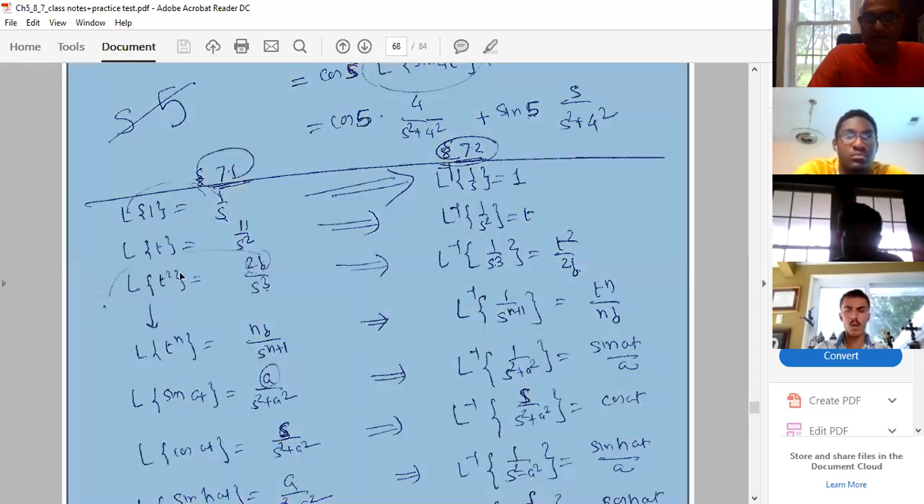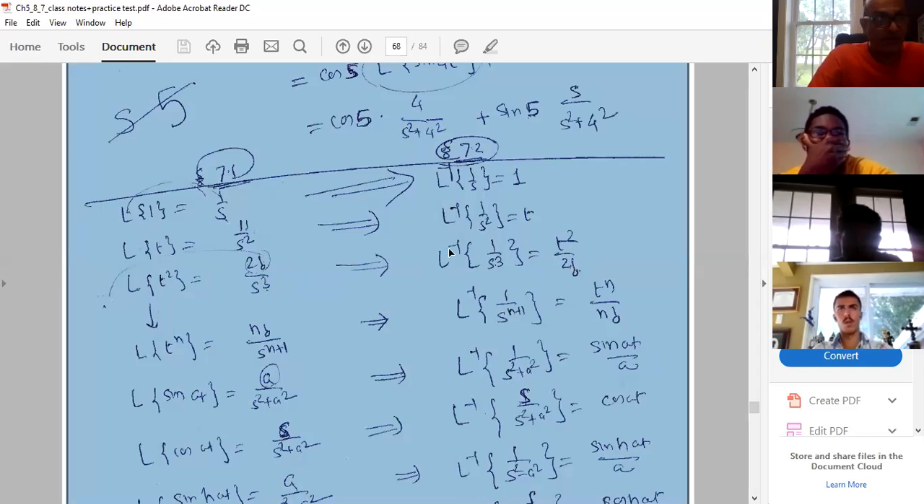Laplace of t square is 2 factorial over s cube. Actually 2 factorial over s to the power 2 plus 1, but that is s cube. So inverse Laplace transform of 2 factorial over s cube is t square. But 2 factorial is a constant. Pull it out and then divide throughout by 2 factorial.